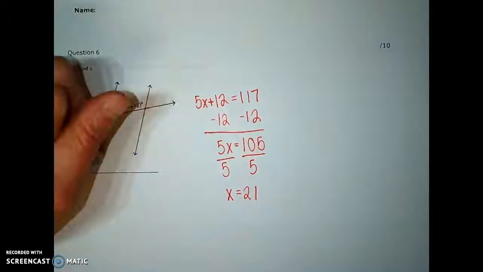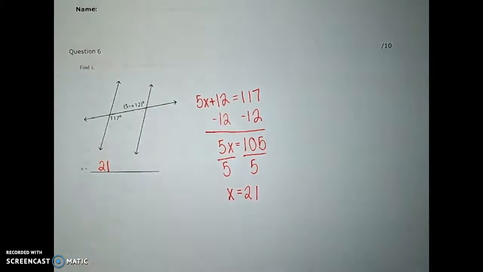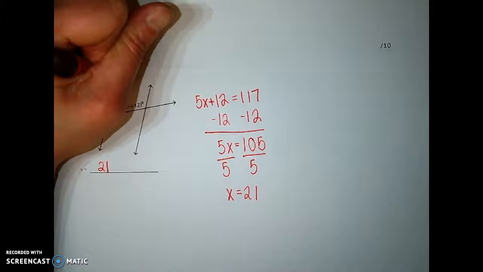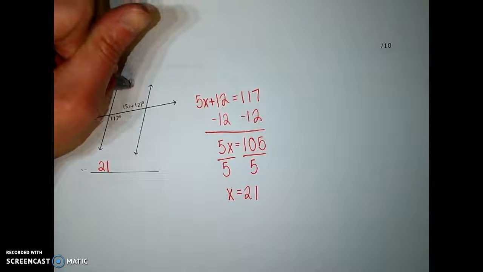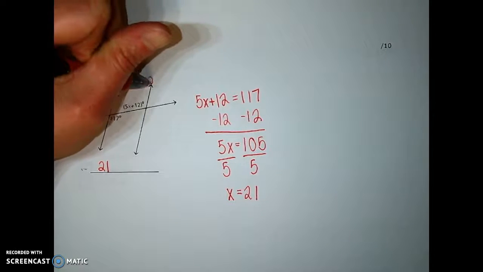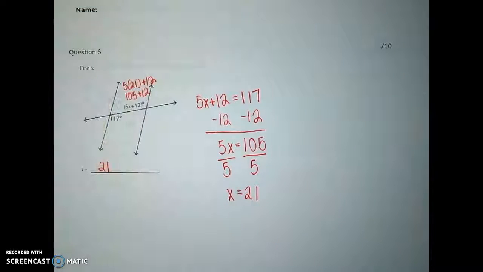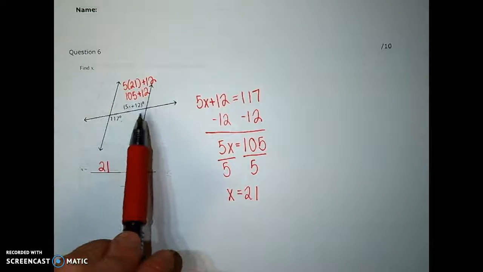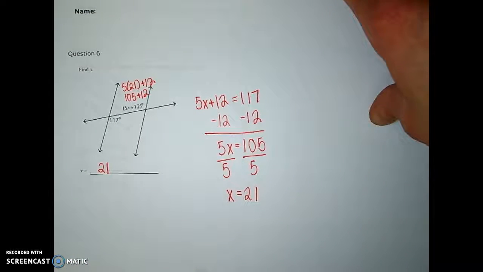So x equals 21. Now, especially with this one, I want to double check because I did a lot of work in this problem. So I'm going to plug 21 back in for x. I'm going to take 5 times 21 plus 12. 5 times 21 gives me 105. And 105 plus 12 does give me 117 degrees, which is the same as this other angle measure, so I know I didn't make a mistake.